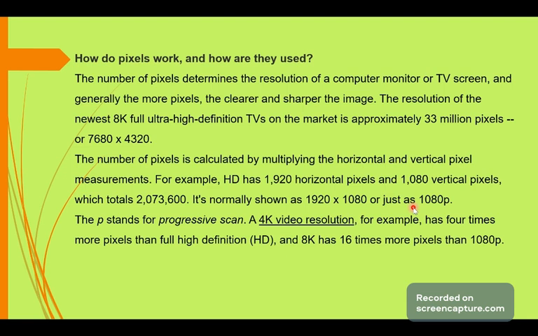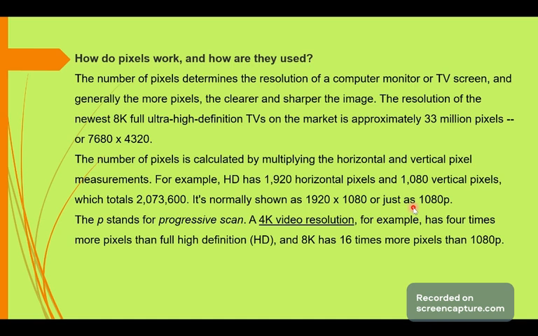How do pixels work and how are they used? The number of pixels determines the resolution of a computer monitor or TV screen, and generally the more pixels, the clearer and the sharper the image. The resolution of the newest 8K ultra high definition TVs on the market is approximately 33 million pixels, or 7680 x 4320. The number of pixels is calculated by multiplying the horizontal and vertical pixel measurements.